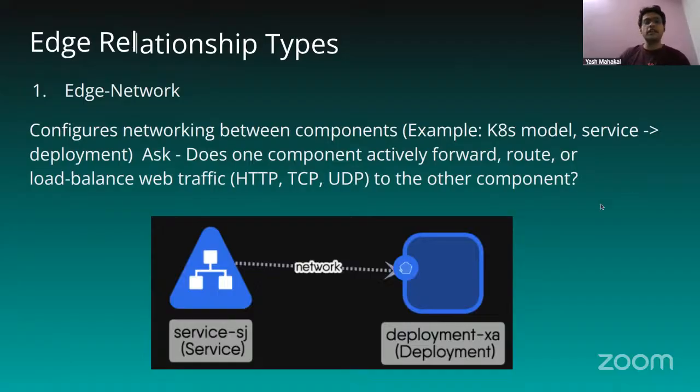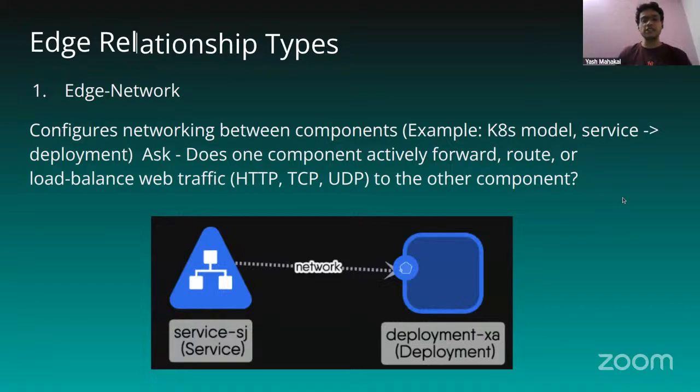So how can you determine whether it is edge network or not? Can't it be edge reference or any other type of relationship? Then you should ask a question like, does one component actively forward, route, or load balance web traffic like HTTP, TCP, UDP to the other component? And that's what a service is doing, right? So that's why we say it is an edge network. In terms of another relationship, for example, a secret and a pod, the secret is just getting referenced into a pod. It is not sharing any networking component, and that's why we call it an edge reference or another type of relationship, but not edge network.